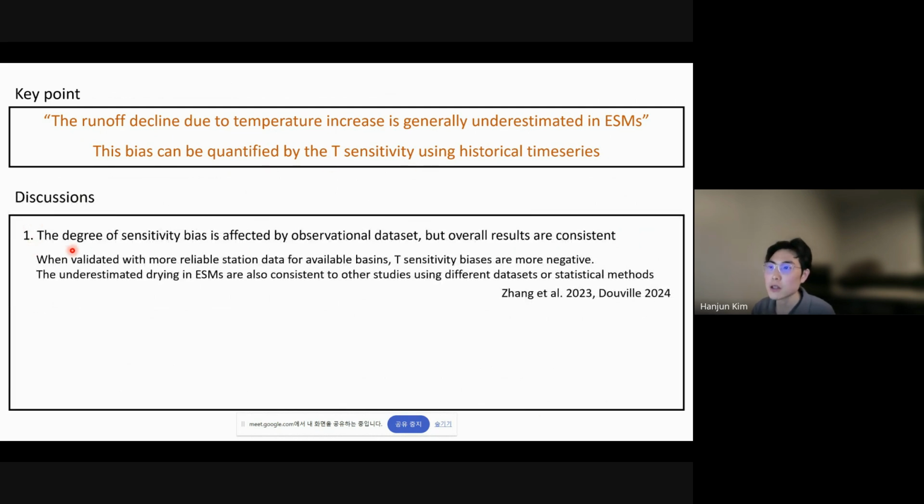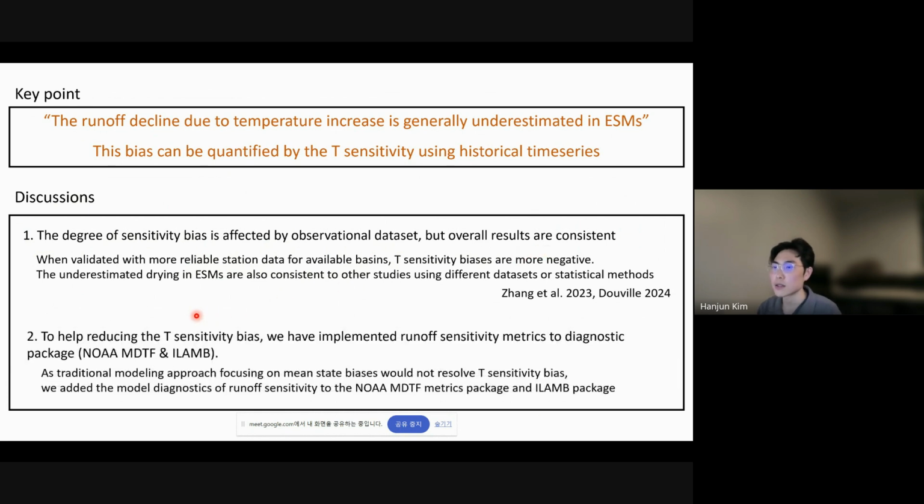Discussion. First, the degree of sensitivity bias is, of course, affected by the observational data set. But when we do a sanity check with the more reliable station data for available basins, the overall results are consistent. Second, to help reduce the temperature sensitivity bias, we have implemented runoff sensitivity metrics in the diagnostic package. So we hope the model developers can utilize this diagnostic to reduce the temperature sensitivity bias. So thank you for listening, and just let me know if you have any questions.